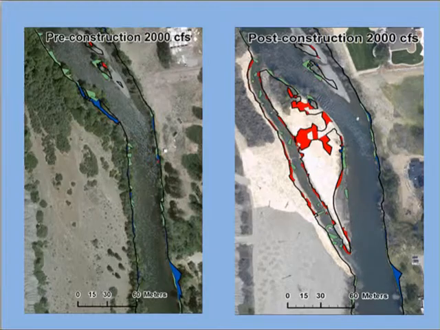So here's what the maps look like. Pre-construction is on the left, post-construction is on the right, and this is 2,000 CFS, so the highest flow we mapped. And you might be able to see the polygons pre-construction. They're really tiny and skinny and tied to the bank, and that's very typical of the problem we have on the Trinity with the 30 years of low flows.